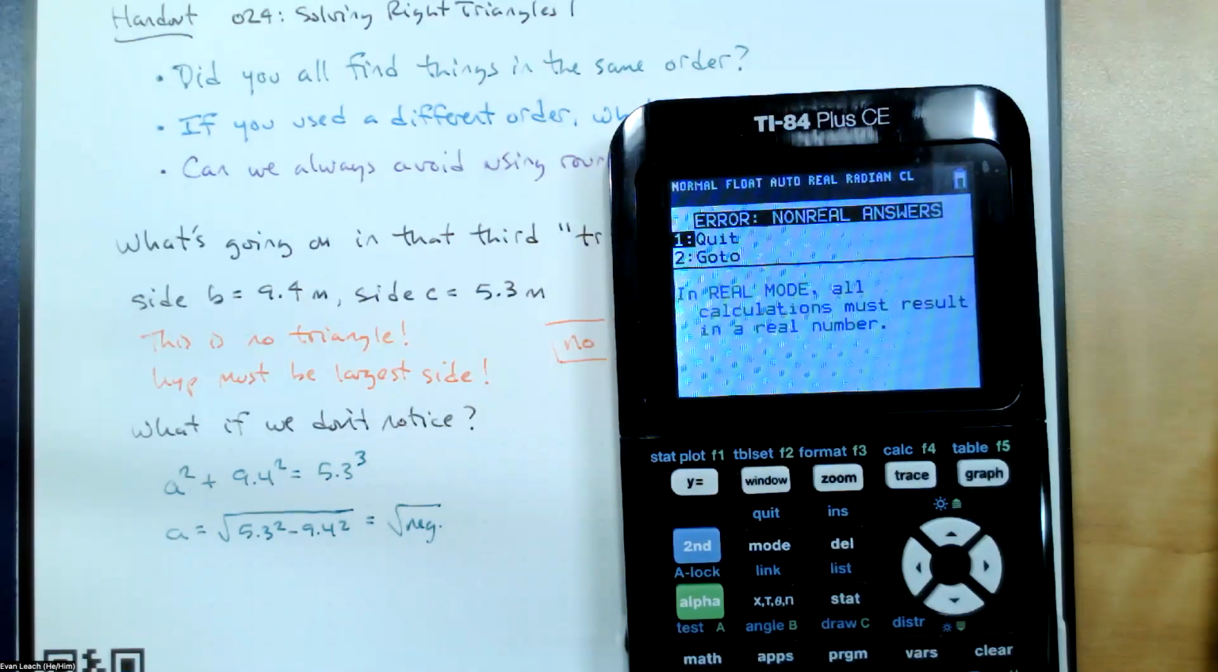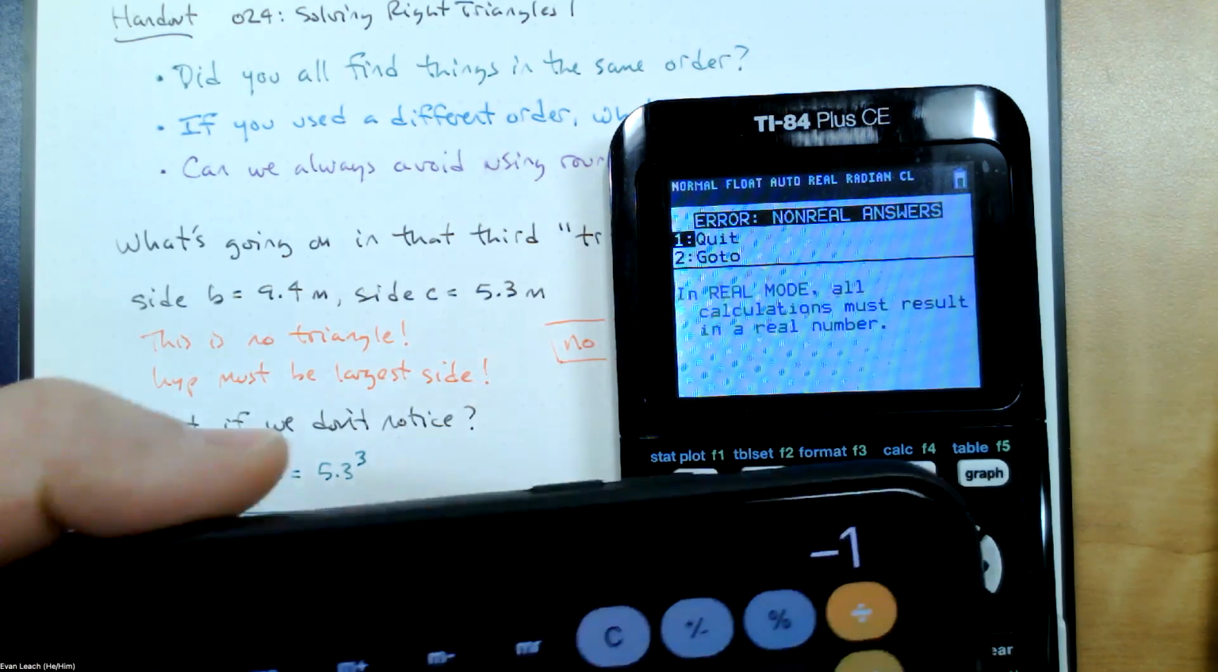I'm actually not sure what your phone calculator does. Does it just say error? I don't think we have... If I put in -1 and then square root it.